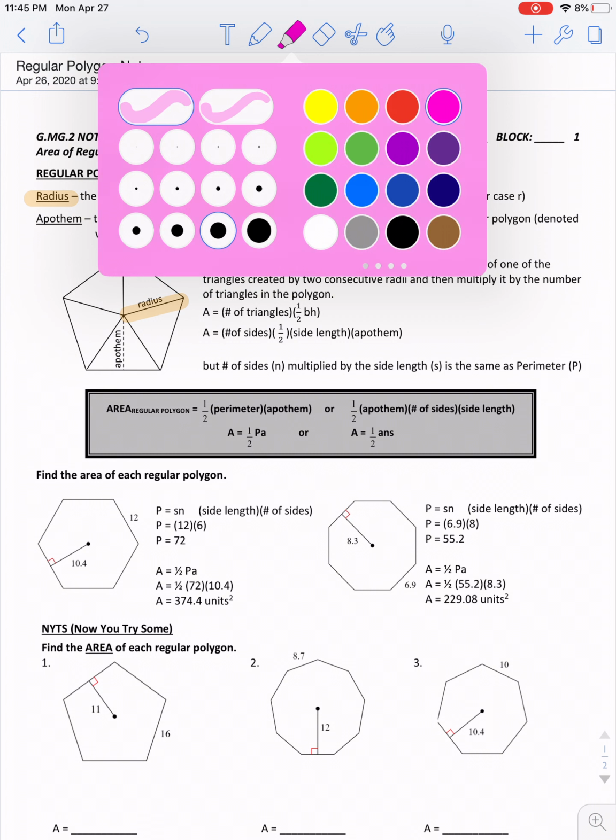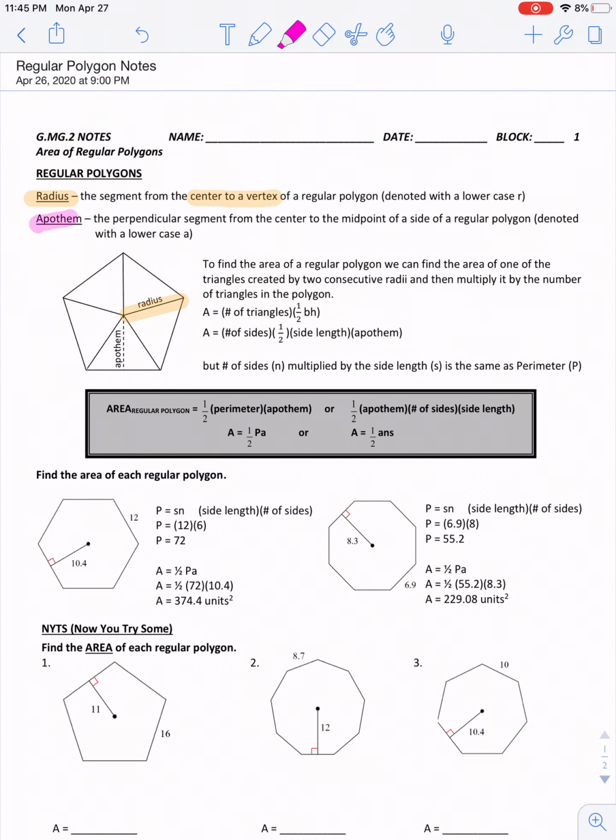The other thing we have is the apothem, which is from the center to the midpoint of a side, and it's perpendicular. So it's kind of sort of like our height. It's this distance right there. All the other ones that you see drawn there are radii because they all go to the corners.